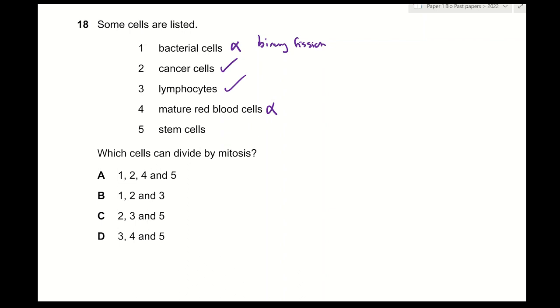Therefore, this is incorrect. 5. Stem cells, they do divide by mitosis, forming one stem cell and a cell which can differentiate into any type of cell. Therefore, the correct answer is going to be 2, 3, and 5, which is C.